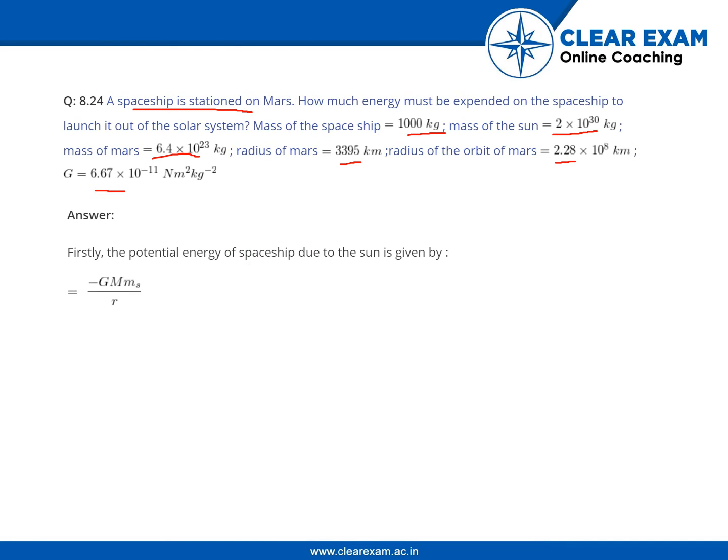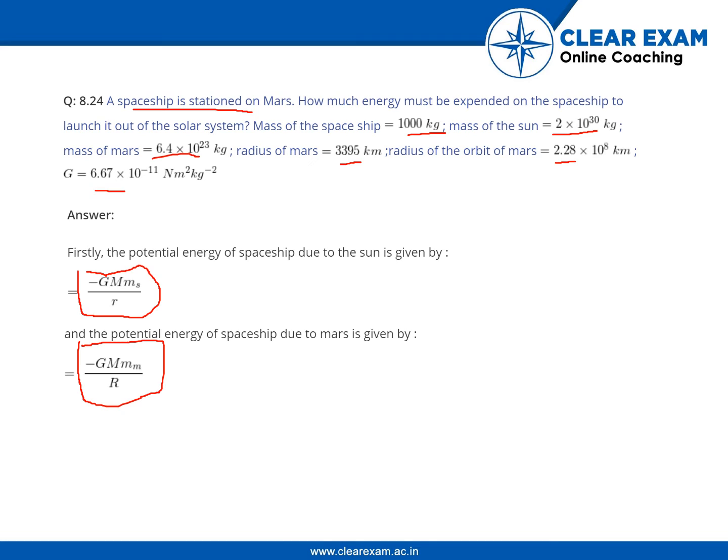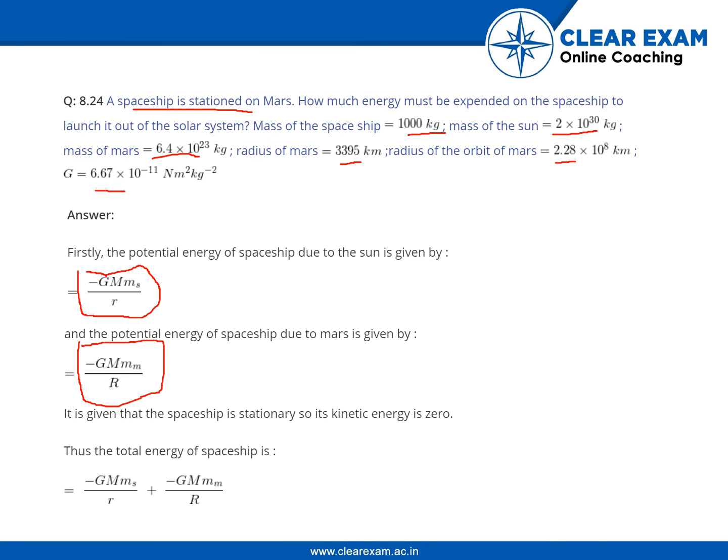So firstly, the potential energy of the spaceship due to the Sun is given by the formula minus G m M_s by r, where M_s is nothing but the mass of the Sun. And the potential energy of the spaceship due to Mars is given as minus G m M_m by r. So this M_m is nothing but the mass of Mars.